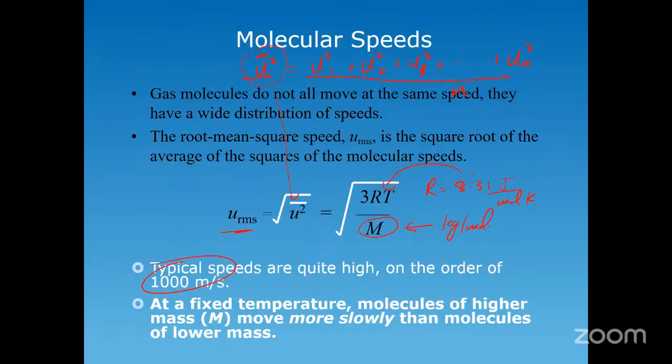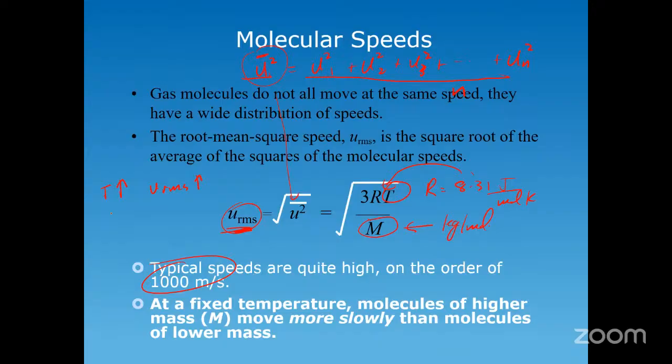And based on this equation, again, we can see some relationships. As the temperature increases, the root mean squared speed increases. We can see that according to this equation here.